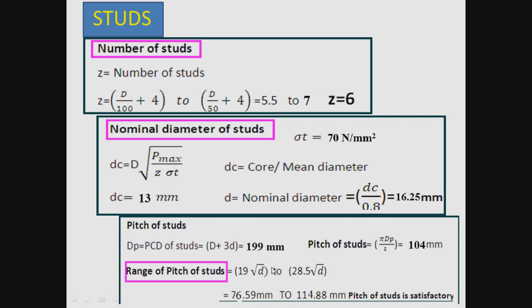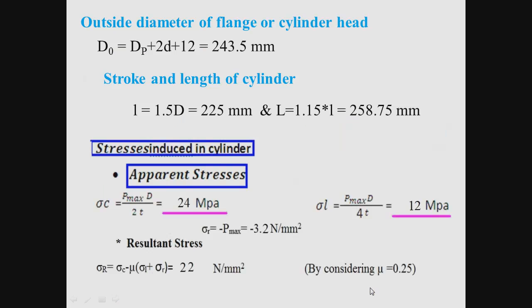Next is range of pitch of the studs. Pitch of the studs should be in the range from 19 square root of d to 28.5 square root of d. So d value here is 16.25 mm. If you substitute these values, the range of the pitch should lie between 76.59 mm to 114.8 mm. What we have got is 104 mm, so it lies between these two. So the pitch of the studs is satisfactory.